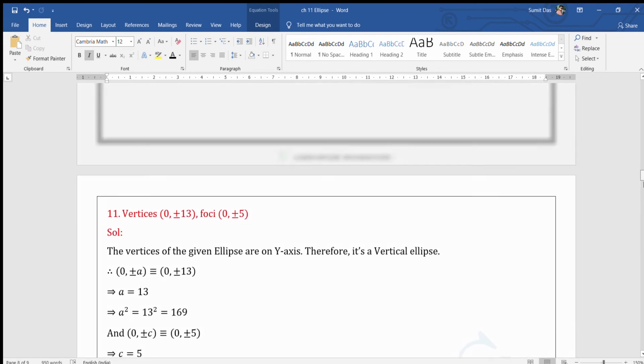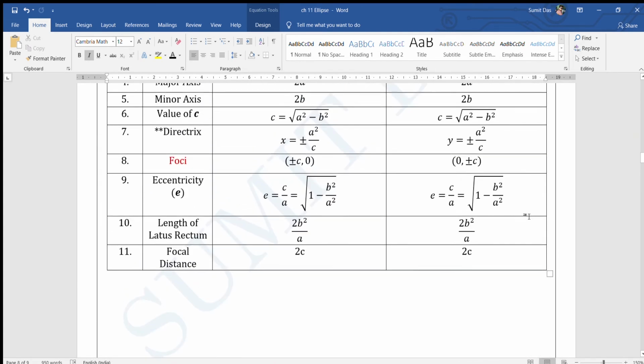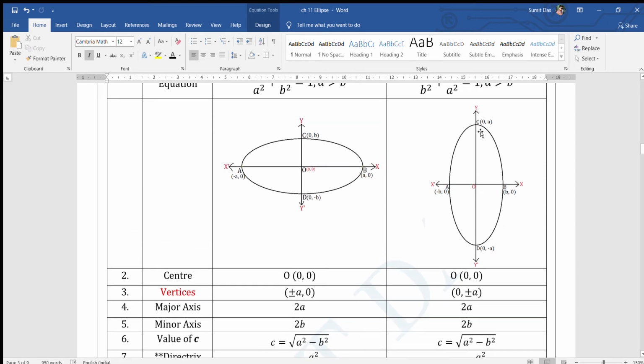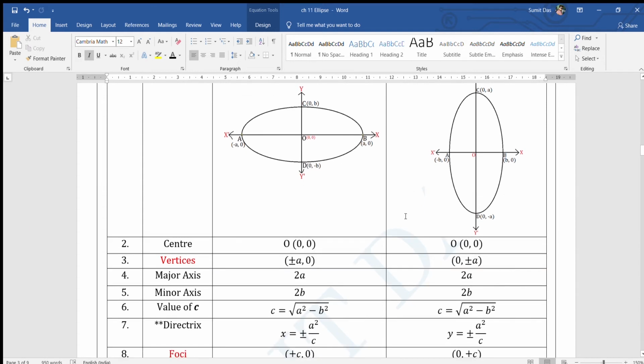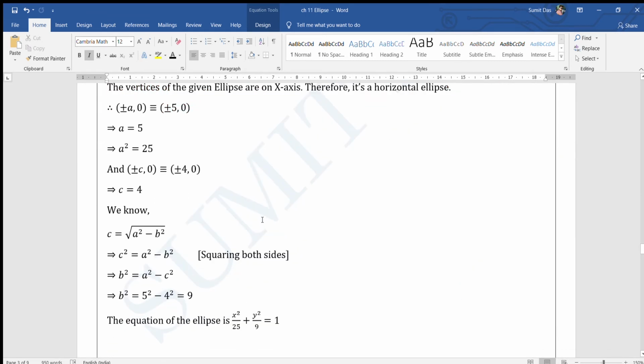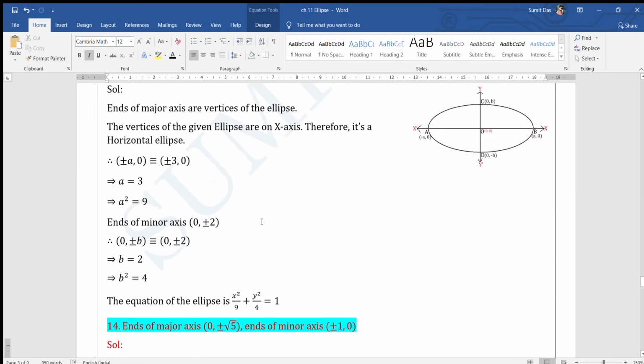Let's see the diagram. I told you this diagram is very important. This is our vertical ellipse, right? So the major axis is 2a and the minor axis AB is 2b. Major axis and minor axis will always be the same for all the ellipses.